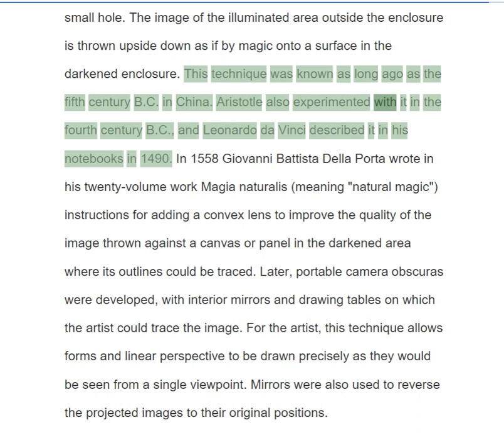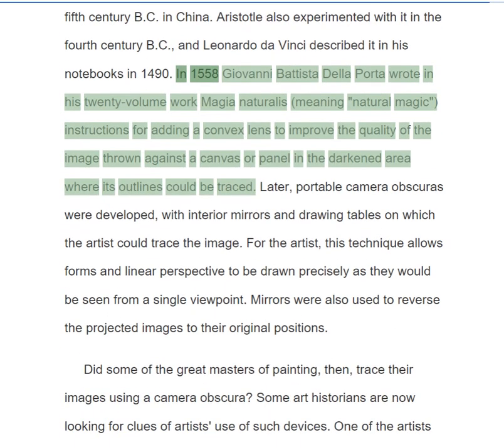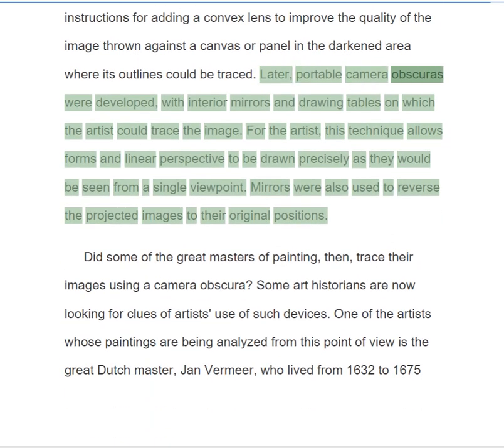Aristotle also experimented with it in the 4th century BC, and Leonardo da Vinci described it in his notebooks in 1490. In 1558, Giovanni Battista della Porta wrote in his 20-volume work Magia Naturalis instructions for adding a convex lens to improve the quality of the image thrown against a canvas or panel in the darkened area where its outlines could be traced. Later, portable camera obscuras were developed, with interior mirrors and drawing tables on which the artist could trace the image. For the artist, this technique allows forms and linear perspective to be drawn precisely as they would be seen from a single viewpoint.